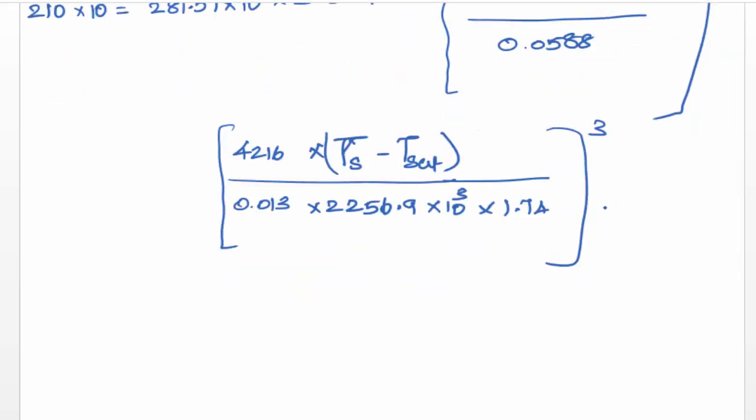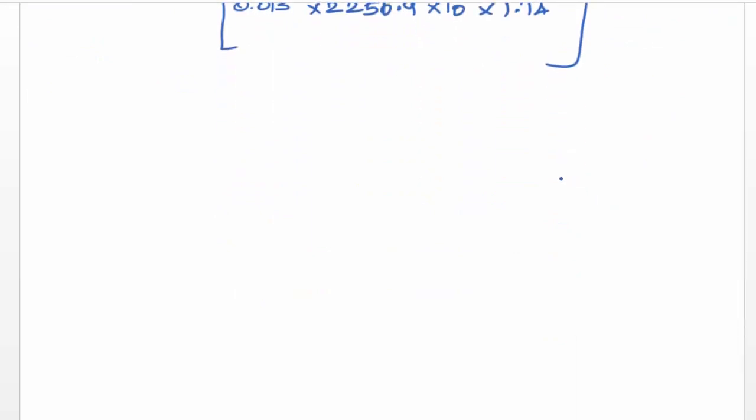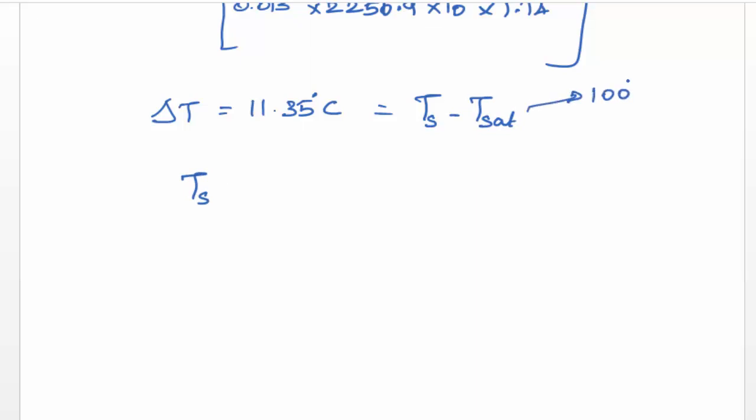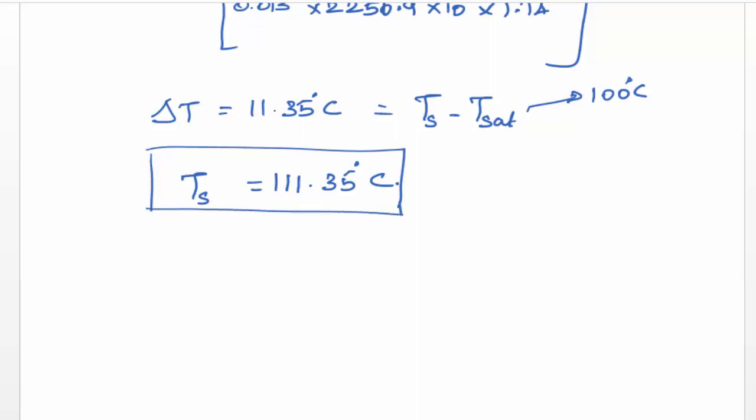Here find out the value of del T. So del T is 11.35 degree Celsius. You know that del T is nothing but Ts minus T saturation, and T saturation is 100 degrees Celsius. Now Ts is nothing but 111.35 degree Celsius. This is the surface temperature of the copper pan.